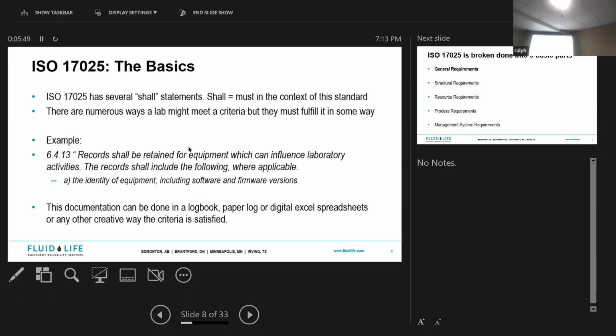As an example here, this is an excerpt from ISO 17025. It says records shall be retained for equipment which can influence laboratory activities. The record shall include the following where applicable: identify the equipment, the software, and the firmware version. So you can do a logbook, a paper log, an Excel spreadsheet, you can have something in your quality manual, you can do many different things as long as that criteria is satisfied that ISO 17025 is telling us to do.